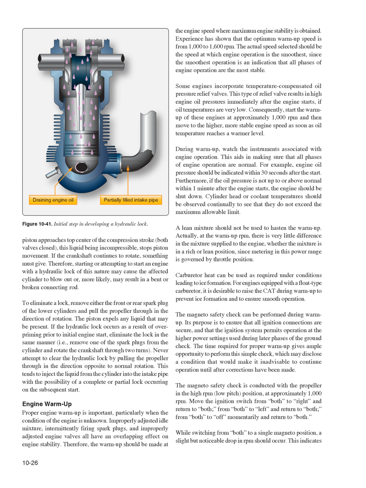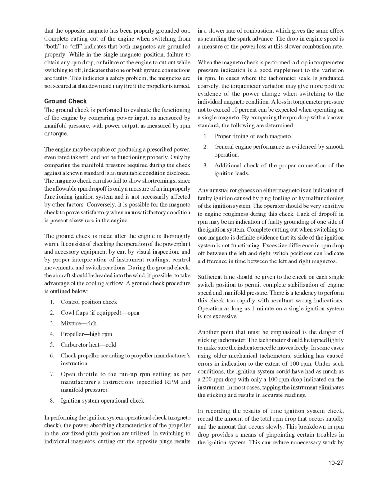The magneto safety check is conducted with the propeller in the high RPM, low pitch position, at approximately 1000 revolutions per minute. Move the ignition switch from both to right and return to both, from both to left and return to both, from both to off momentarily and return to both. While switching from both to a single magneto position, a slight but noticeable drop in RPM should occur. This indicates that the opposite magneto has been properly grounded out. Complete cutting out of the engine when switching from both to off indicates that both magnetos are grounded properly.